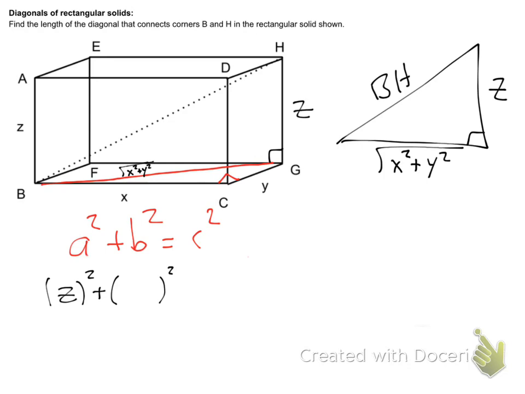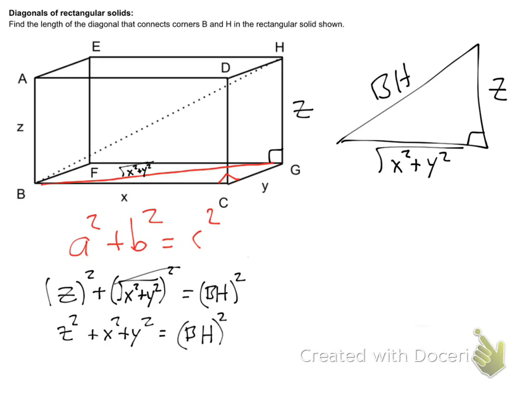Almost. It's the square root of x squared plus y squared that is the other leg, right? This will equal the length BH squared. So what's Z squared? Z squared is Z squared, yeah? What happens with the square root of x squared plus y squared, squared? What's going to happen with the square and the square root? They cancel. So you end up with x squared plus y squared equals BH squared. But to get BH by itself, you need to take the square root again.